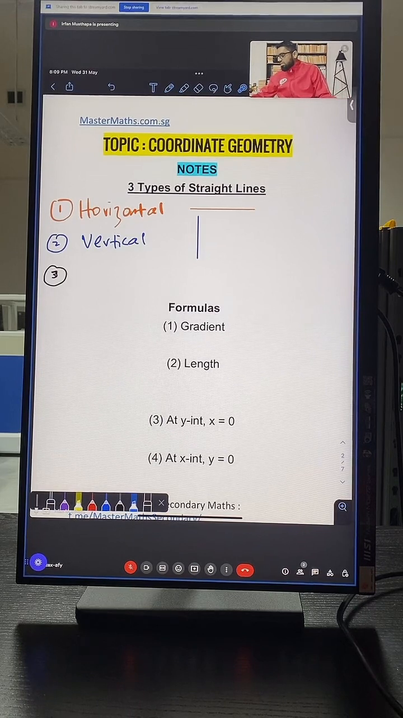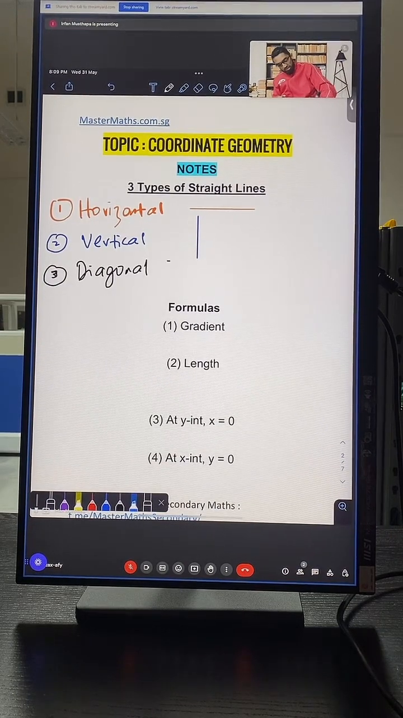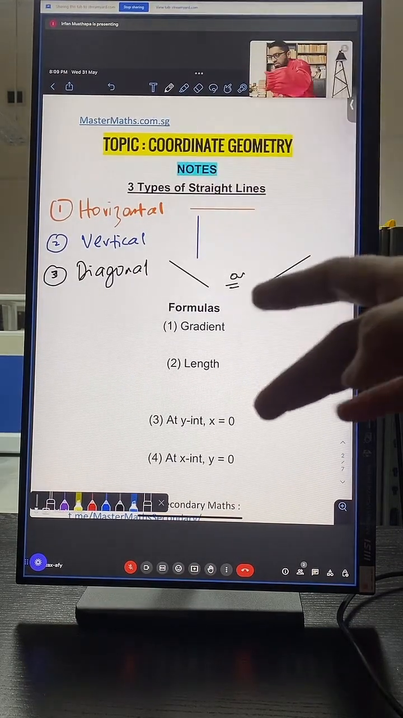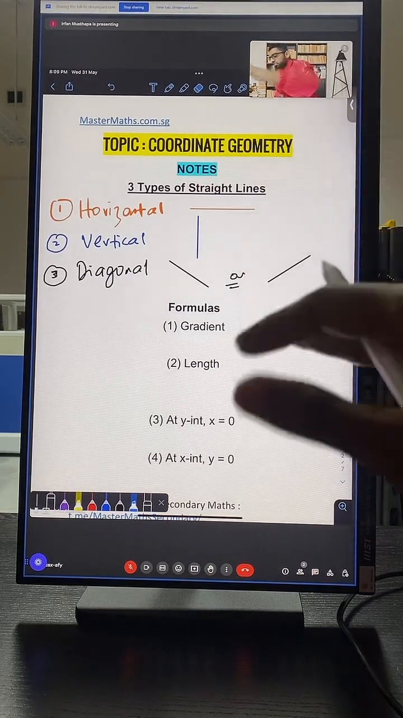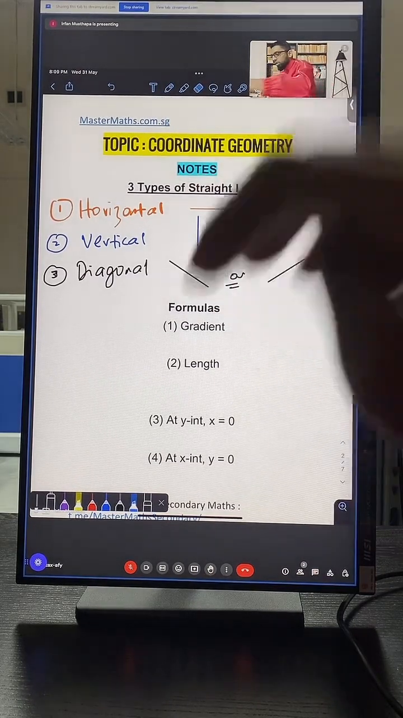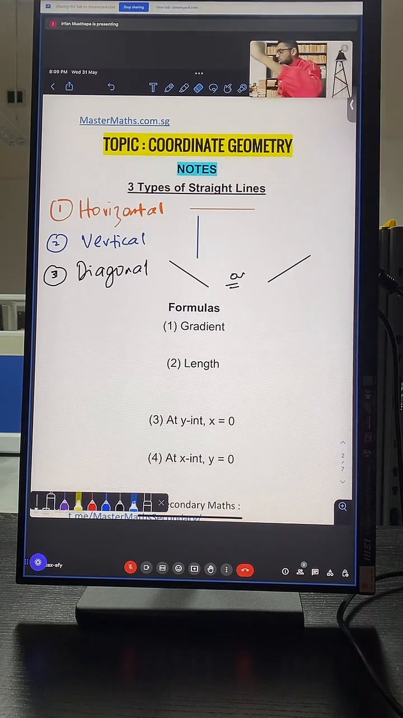Fantastic. Wow, Faye, not bad. Faye says diagonal. The third type of line, she's right, is called a diagonal line. It goes like this. Very nice. So you got 3 types of lines, and they are very important for your mathematics, for coordinate geometry in fact.